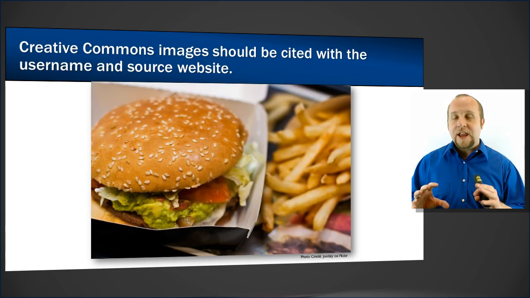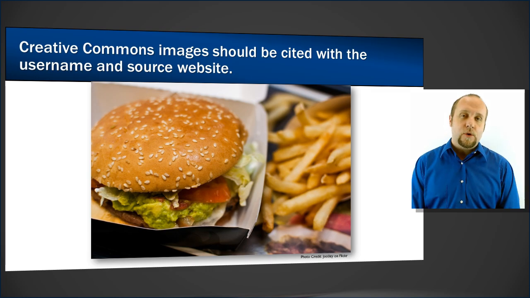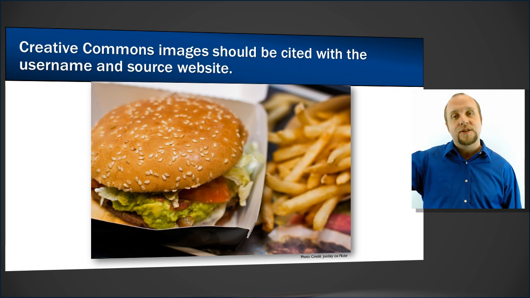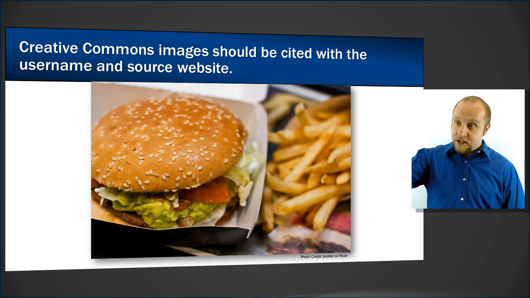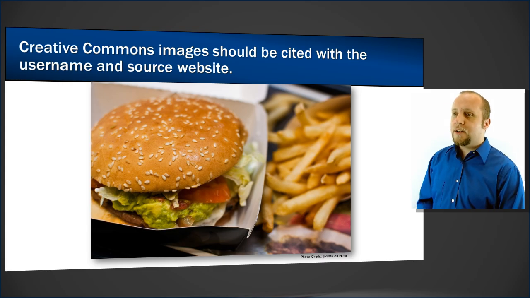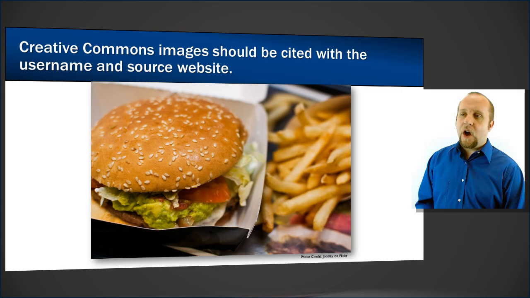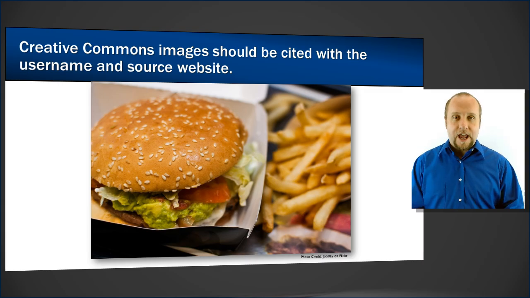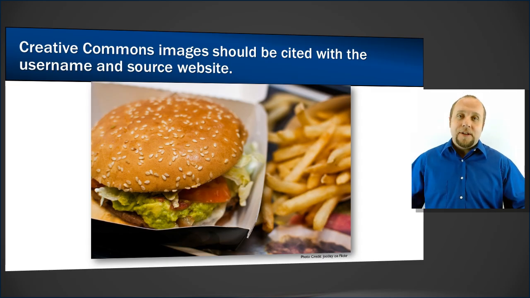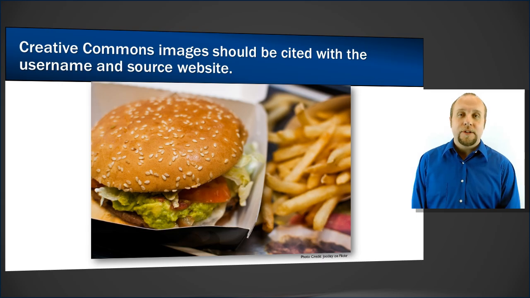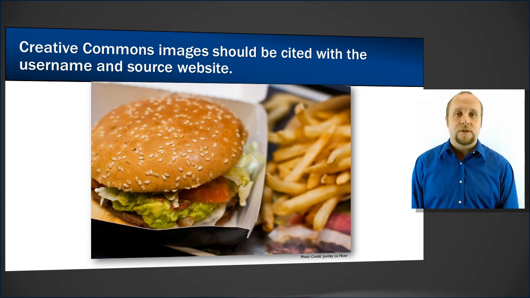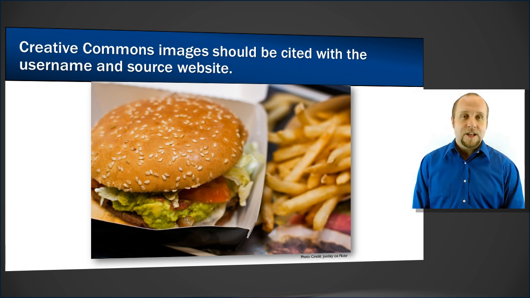Make sure that when you use those Creative Commons images, that you cite them with the username and the source website. That's typically the easiest way to provide an interested party with a way to find the source of the original image. So you can see this particular image of a Whopper has a photo credit to JOO0EY on Flickr. And it's important that you use usernames, not real names. There might be a million Joey Smiths on Flickr, but there's only one with the username JOO0EY. So make sure that you link to usernames. That goes for all of the major photo sharing sites that might have Creative Commons licensed images.